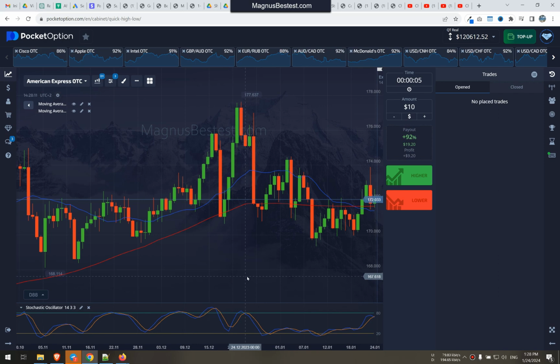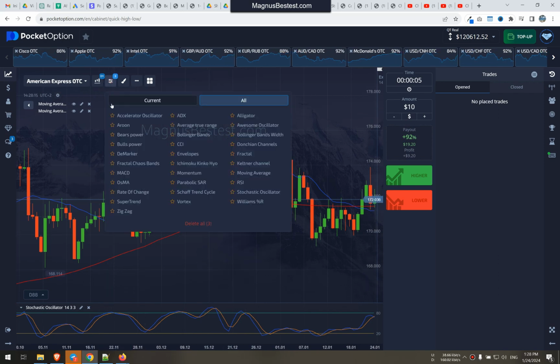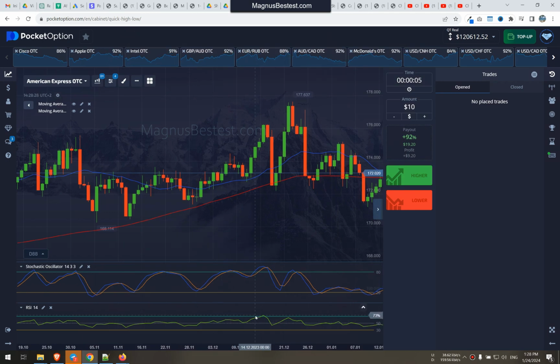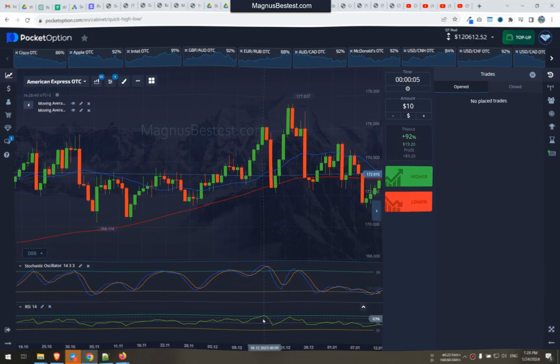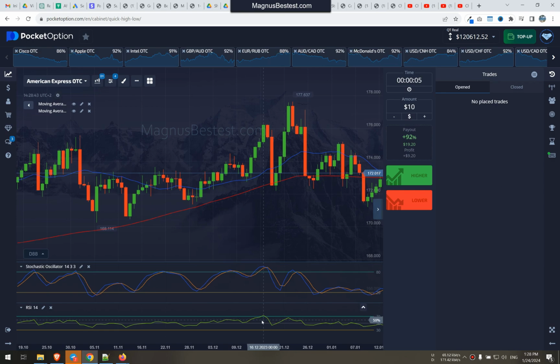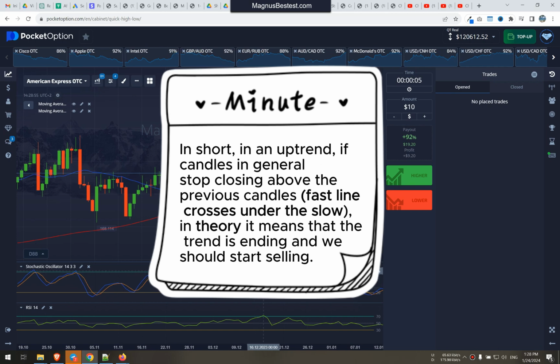Very simple. The difference between stochastics and RSI is that RSI is also a momentum indicator like stochastics, but RSI is calculated based on the percentage changes of price movements, whereas stochastics takes into consideration the current closing price in relation to the highest and lowest prices. So stochastics works better in a ranging environment.